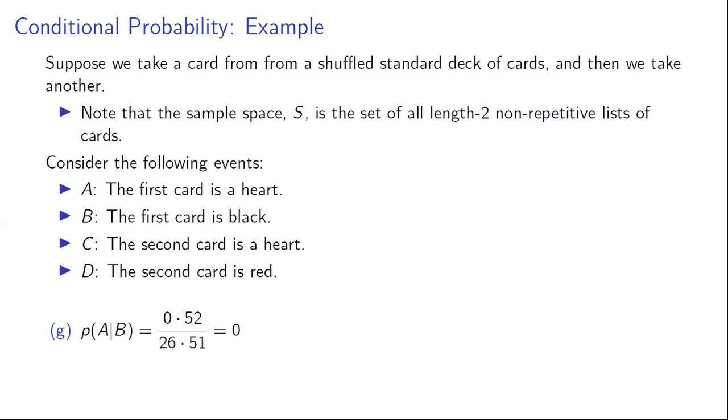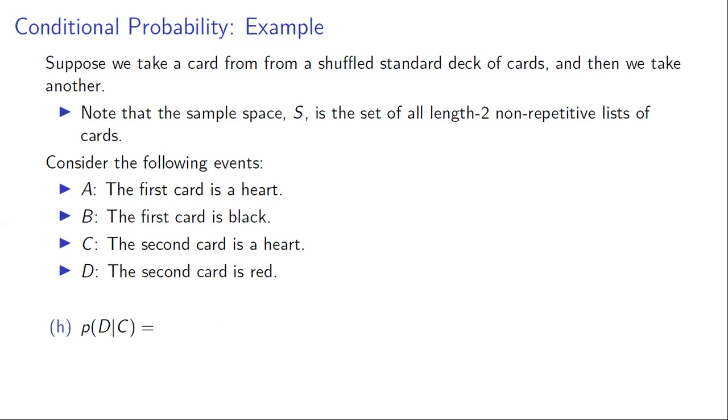And this kind of makes sense. If I know that the first card was black, then the probability that the first card is a heart is 0, because that's impossible to happen, right? If I know the first card is black, then it's impossible for the first card to be a heart, because all the hearts are red.